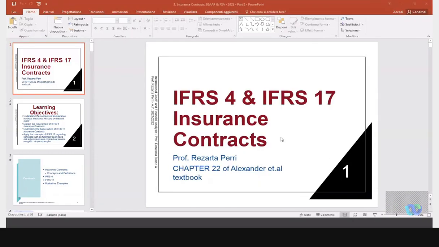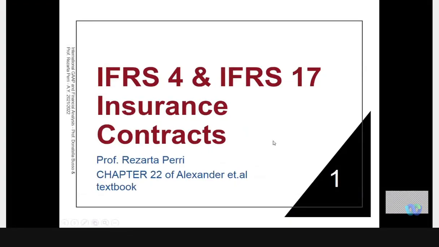Maybe we can continue with the third lecture, let's say, or the third presentation. It is IFRS 4 and 17, which covers the insurance contracts. Actually, this is quite a new topic. Actually, IFRS 17 is not effective yet. IFRS 4 is effective. It is being used by companies, whereas IFRS 17 is not.